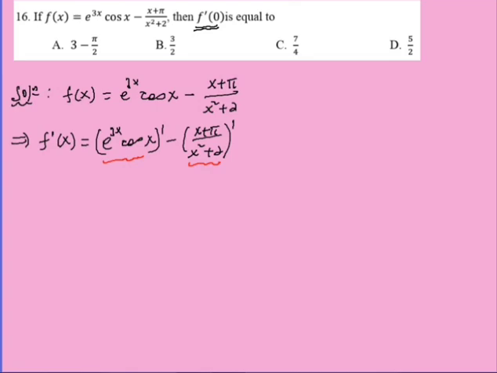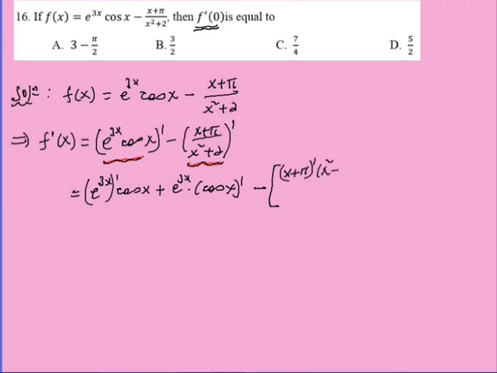So let us proceed. Applying the product rule on the first part gives us e to the power of 3x derivative times cos x plus e to the power of 3x times cos x derivative, minus, applying the quotient rule here, it gives us (x plus pi) derivative times (x squared plus 2) minus (x plus pi) times (x squared plus 2) derivative, over (x squared plus 2) the whole square.